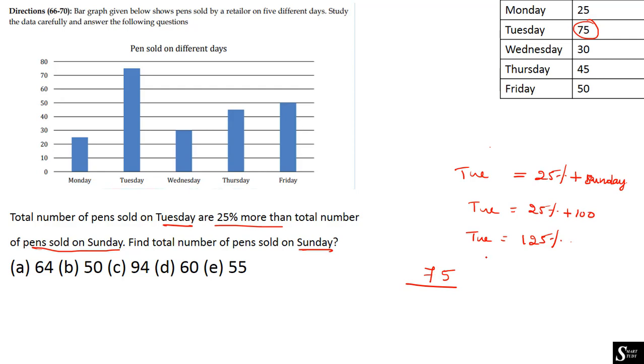So if 125% is 75, then what is the value for 100%? So 75 divided by 125 will give the value for 1%. Then if this 1% is multiplied with 100, we will get the final answer. 25 5 times, 25 4 times, so 5 1 time, 5 15 times. So 15 into 4 would be 60. That is nothing but option D should be our answer in this case.